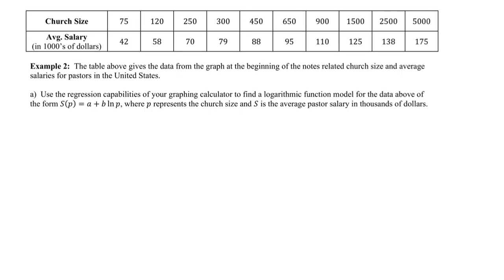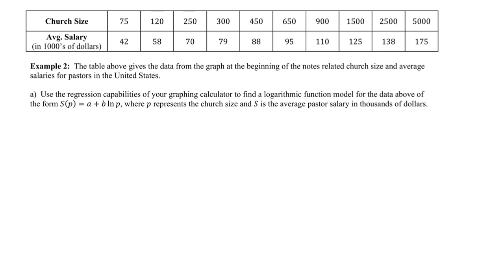Example 2. The table above gives data from the graph at the beginning of the notes related to church size and average salaries for pastors in the United States. We're going to use the regression capabilities of our TI-84 calculator to find the logarithmic function model for the data above in the form S of P equals A plus B ln P, where P represents the church size and S is the average salary in thousands.